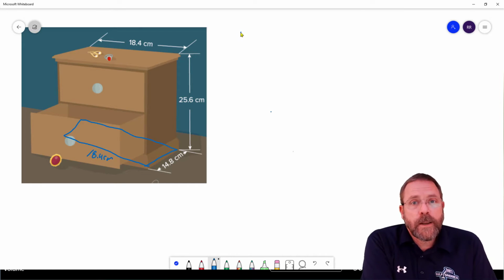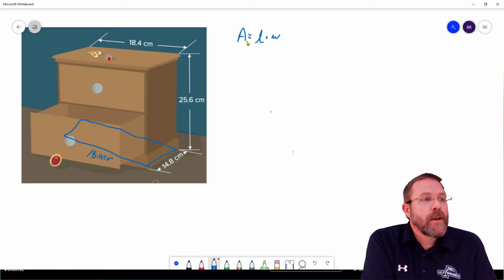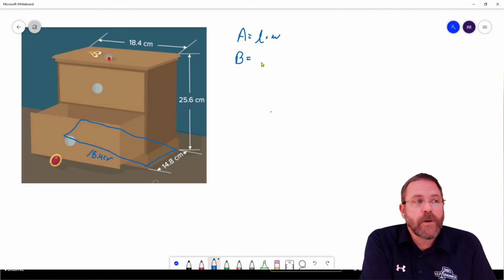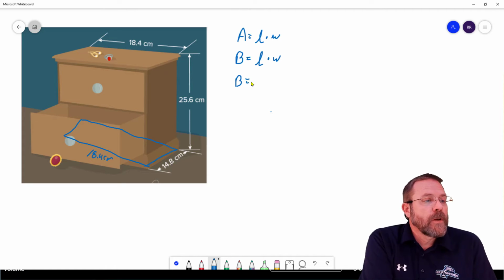Now, it's a rectangle, and remember the area of a rectangle could be listed as length times width. And instead of area, I'm going to change that to a capital B for base area, and it's still a rectangle, so we're still going to be doing length times width. Base area is going to be equal to 18.4 times 14.8.